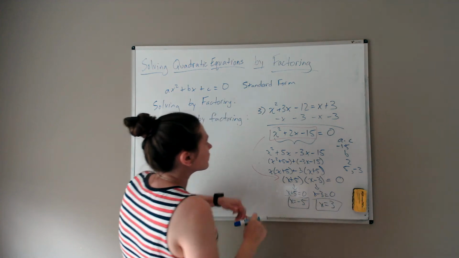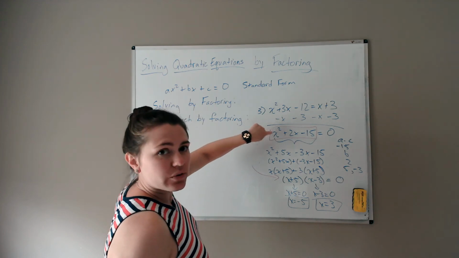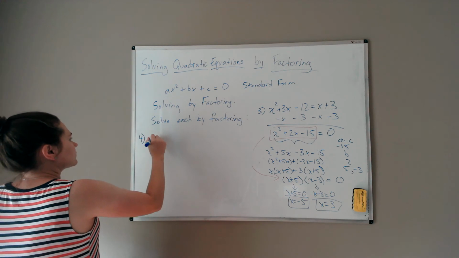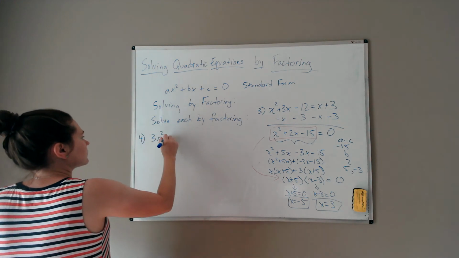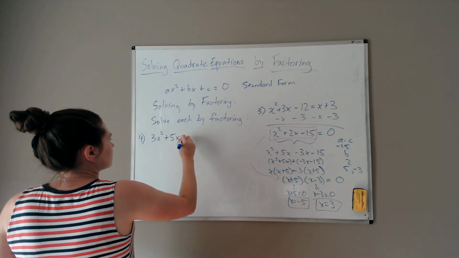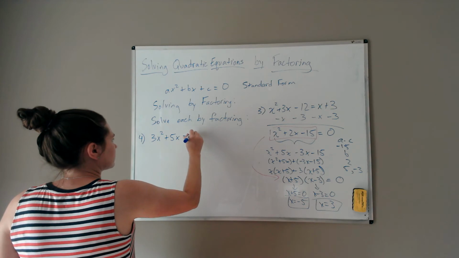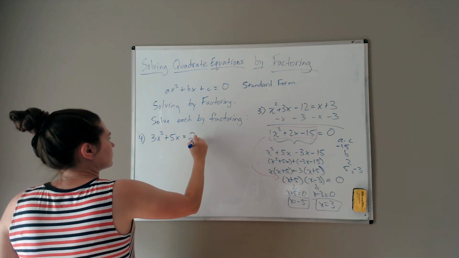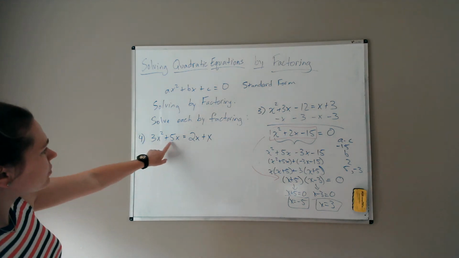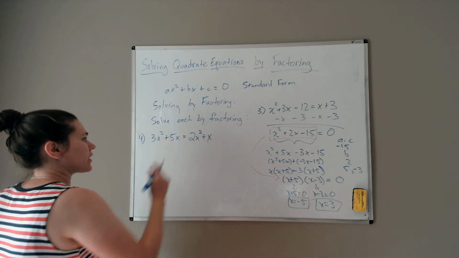So when you get to equal 0, this was a quadratic trinomial, so we tried the AC method here. Okay, so 3x squared plus 5x equals 2x squared plus x.